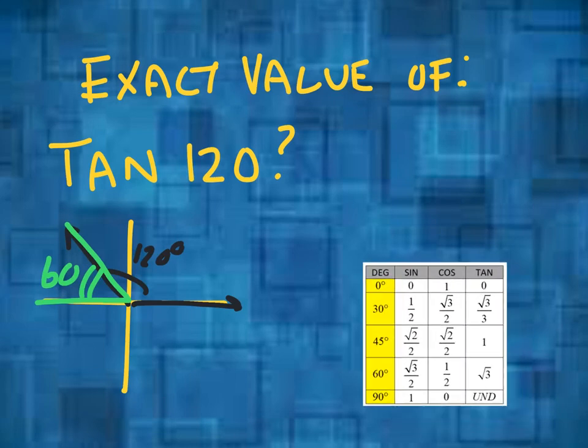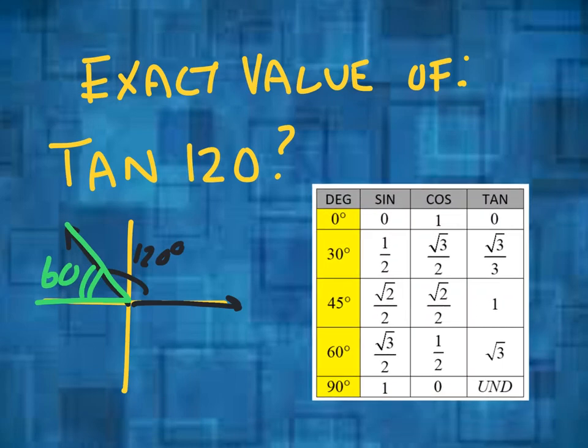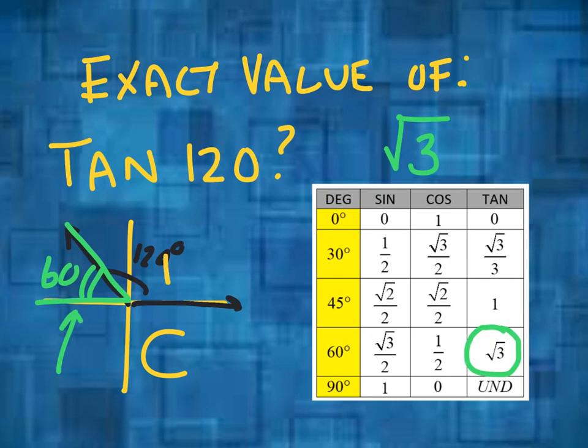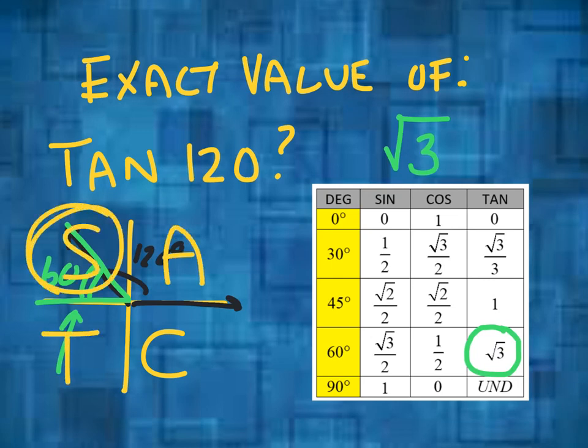Let's bring up that table. So now we're interested in the tangent of a reference angle of 60. Tangent at 60 is right here. And so our answer is going to be the square root of 3. But we need to go check our CAST rule as to whether it will be positive or negative. And in that quadrant, sine is the only positive one. So our exact value would be negative square root of 3.